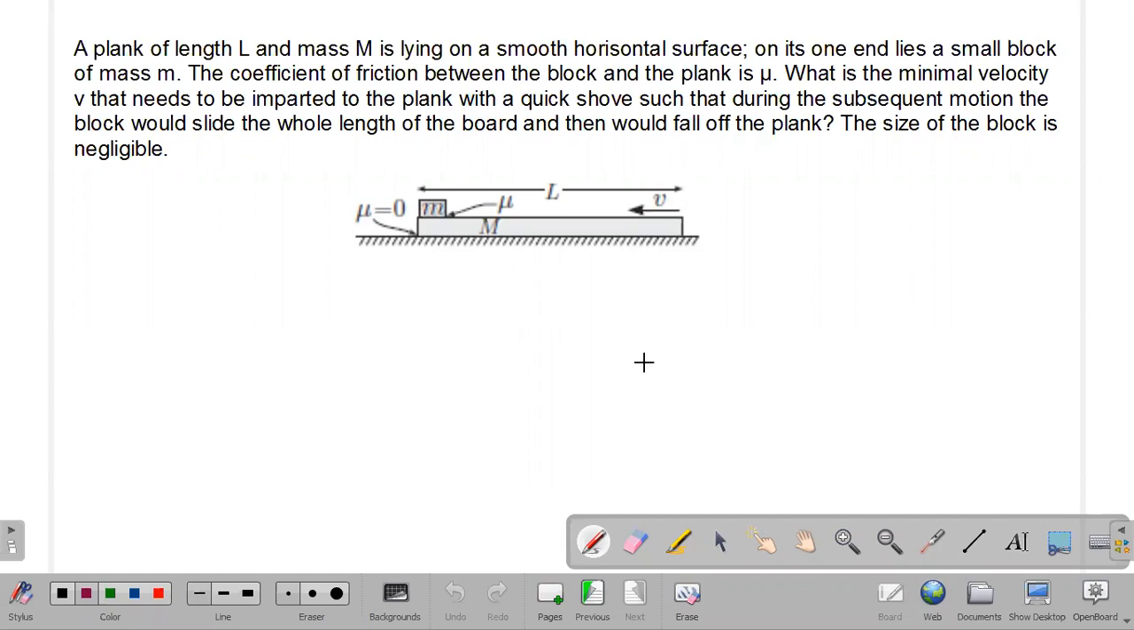At the initial moment, both the blocks were at rest, that means the plank and the block, everything was at rest, and then we have given a velocity v to the plank in a very impulsive manner. This plank has been given a velocity v, and then we need to find out the minimum value of v which will make that little block small m slide the entire distance L over the plank, and then ultimately it will fall down off the plank. That's the question part.